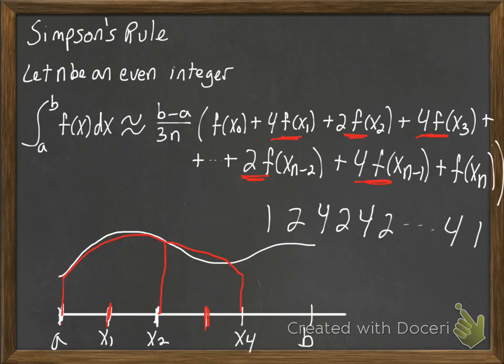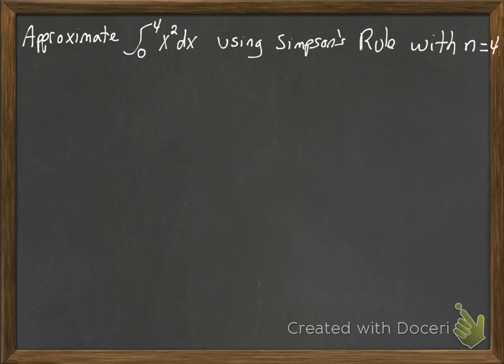Okay, so now we'd like to look at an example using Simpson's rule to approximate the area. We've already done the integral of x squared with the trapezoid rule, so we'll do that now for Simpson's rule. We want to approximate the integral from 0 to 4 of x squared using Simpson's rule with n equals 4. Again, for Simpson's rule, n always has to be an even number.